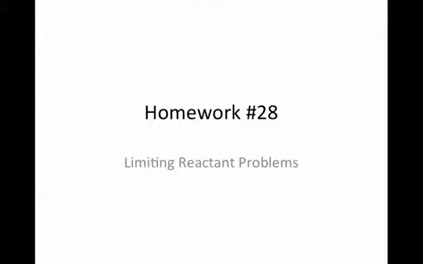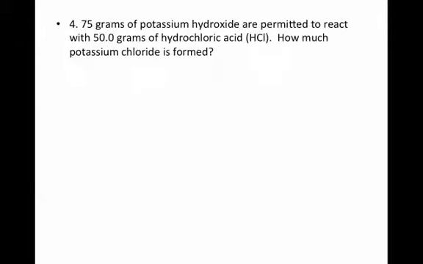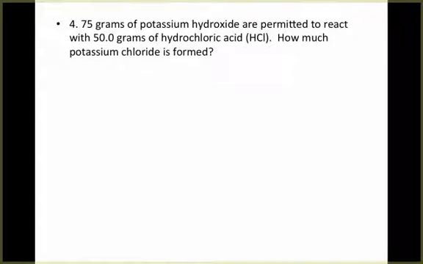Let's do one homework problem from number 28. Let's go. 75 grams of potassium hydroxide are permitted to react with 50 grams of hydrochloric acid. How much potassium chloride is formed? So we need an equation for this. So potassium hydroxide is reacting with HCl.